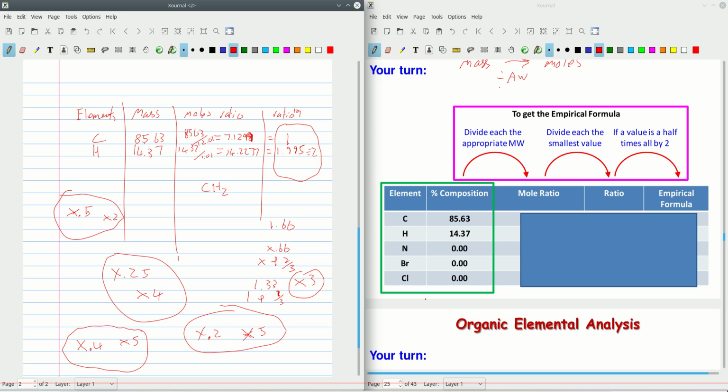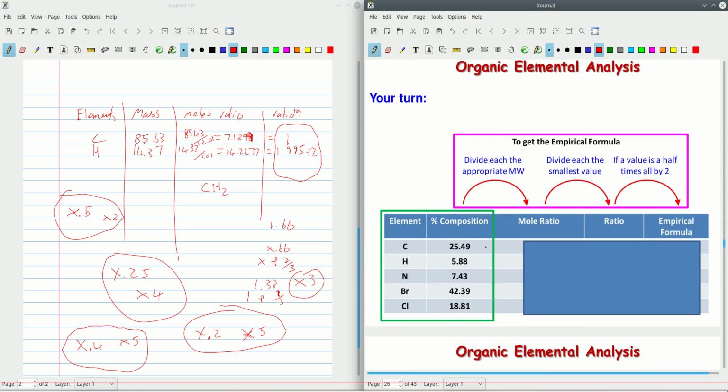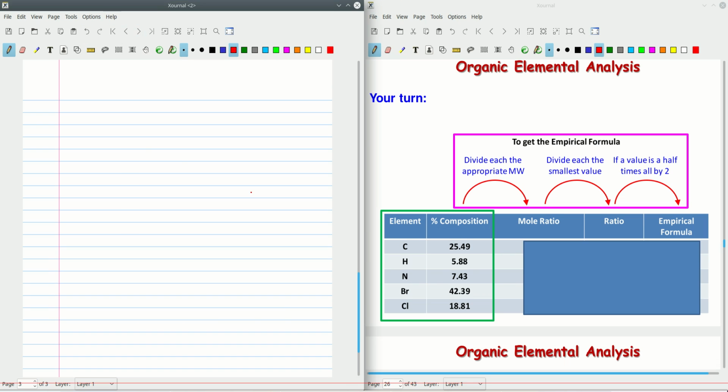Okay, so let's do another example. If I scroll down on here, we've got one that's a little bit more complicated, so let's create a new page and do this again. You can pause the video at this point before I do it and have a go yourself and then see if you get the same answer. The important bit again is to put out the elements, so carbon, hydrogen, nitrogen, bromine and chlorine. You want the masses.